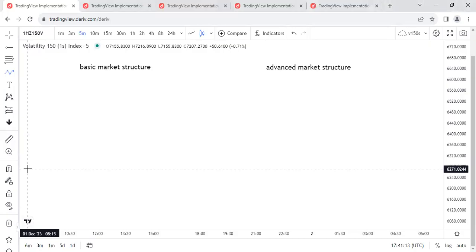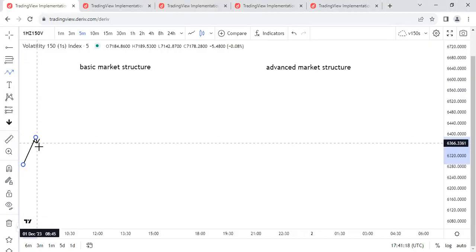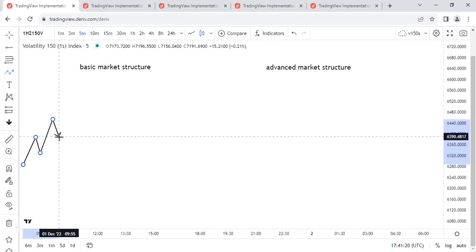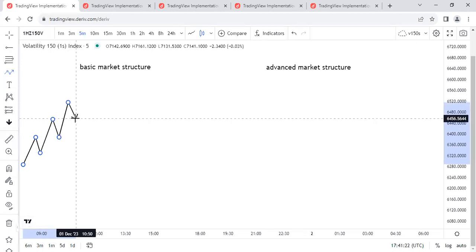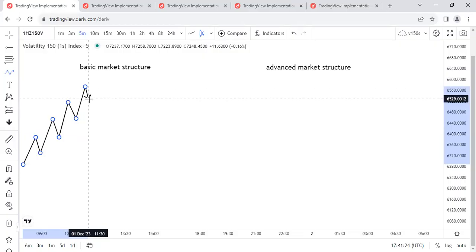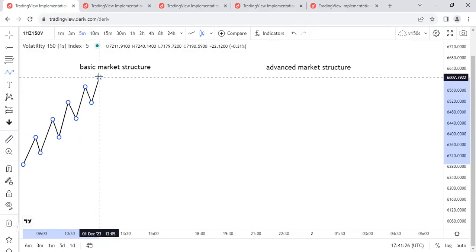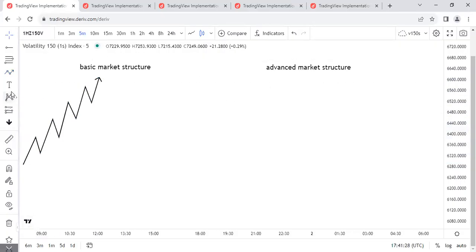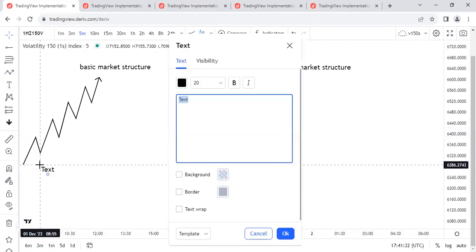So basic market structure. This is more of your usual higher highs, higher lows, higher highs, higher lows. We've all seen this over and over again, but the majority of us don't know how to implement it. This is what we call the uptrend.